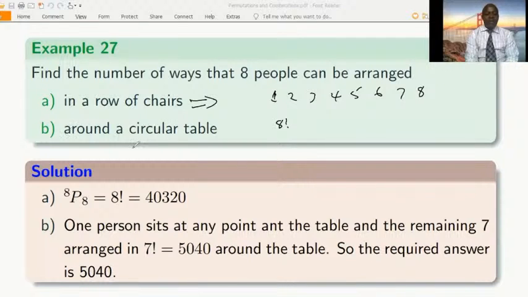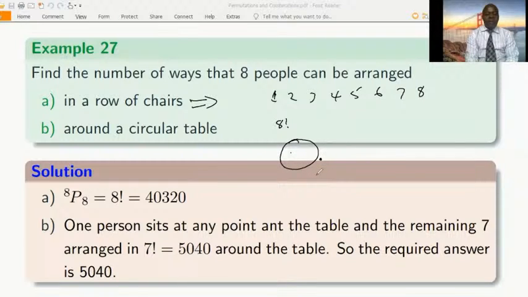But if it's around a table, what normally happens is there are 8 people, and you fix 1 person, because they want to form a circle. So you fix 1 person here. You are left with 7 people. So these 7 people should now sit starting from this person.